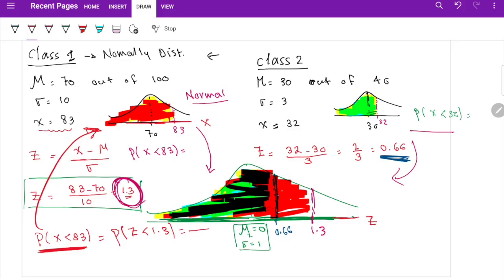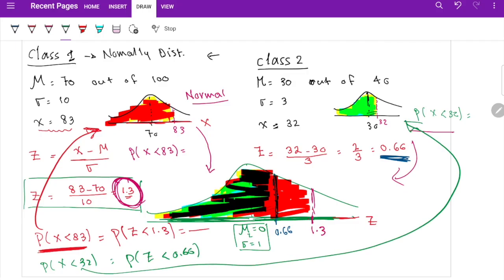The same thing with the other one. The probability of x less than 32 is the same as the probability of z less than 0.66. Either you're going to find the first one from the first curve, or you're going to find the second one from the second one, because it's standardized. It works for any values. The takeaway from here is what? Any value of the normal distribution has a standardized value. So any x value has an associated z value. If I give you x, you can give me z.